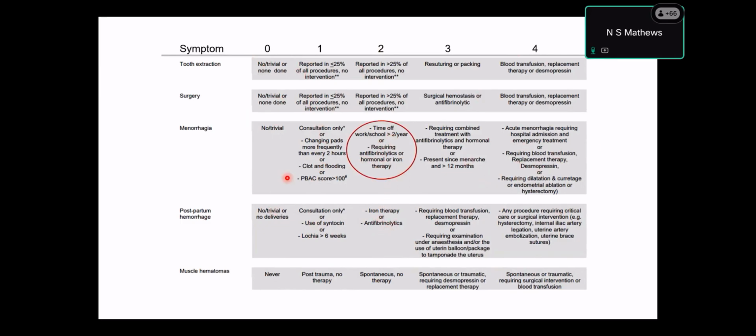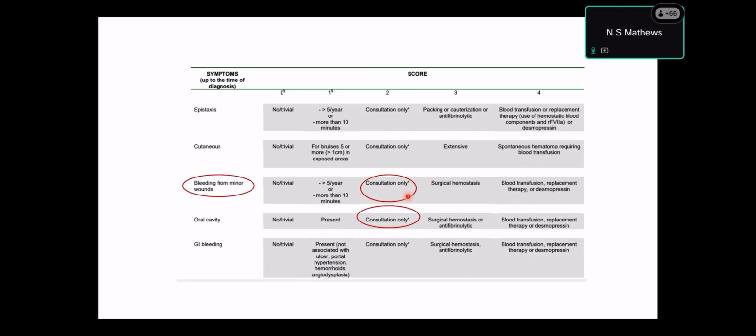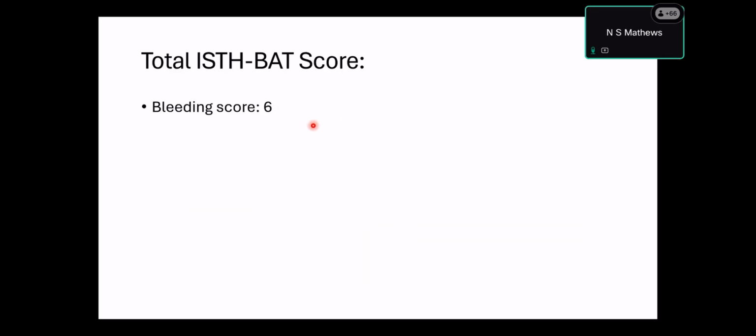Now, our particular patient had menorrhagia, which required some hormonal therapy, and there were complaints of easy bruisability, which required consultation, and oral cavity bleeding, basically gum bleeding, which also required consultation. So the score is 2 for each of these. She has a BAT score of 6, and remember we said that a BAT score of more than or equal to 6 is significant in an adult female.